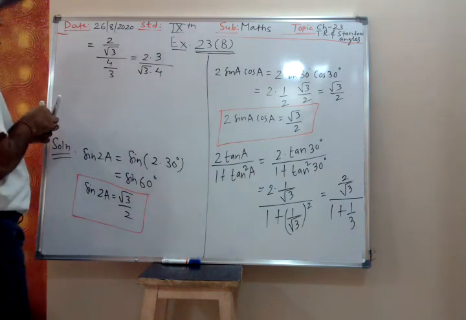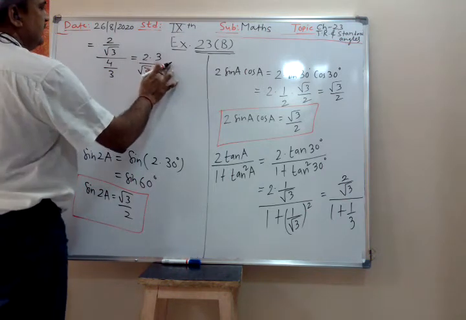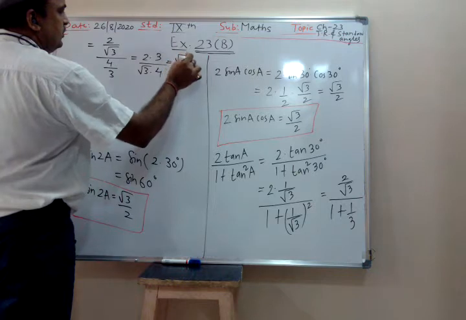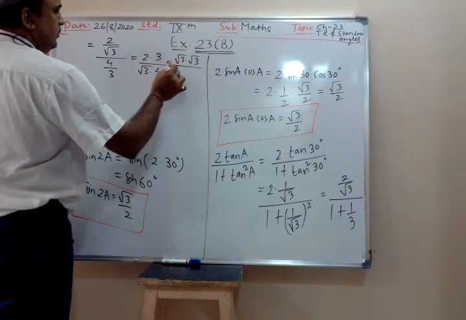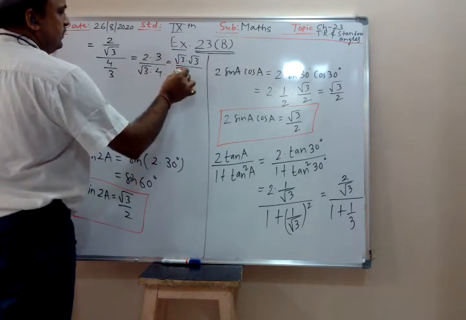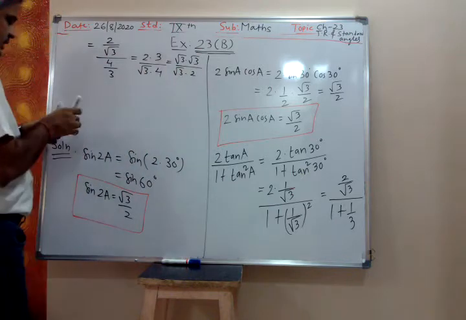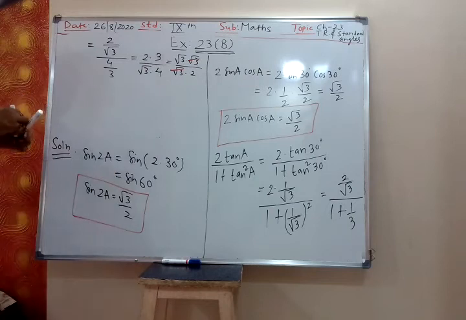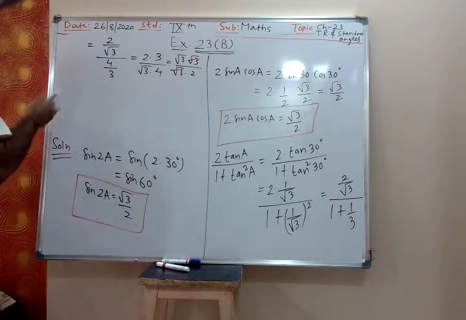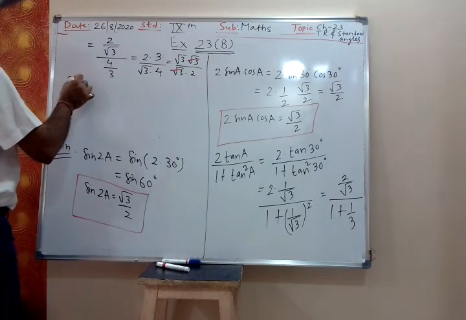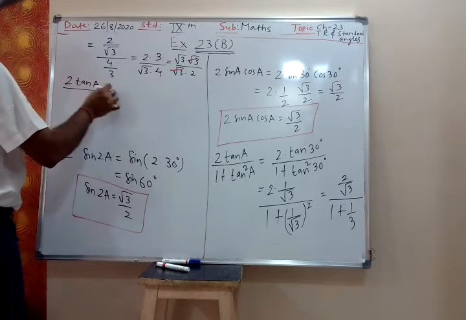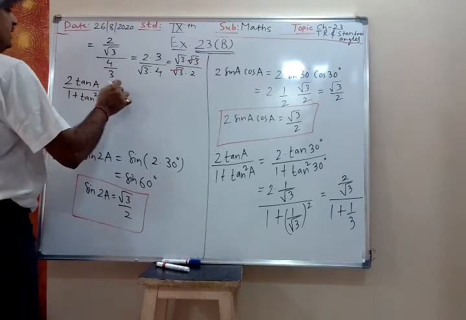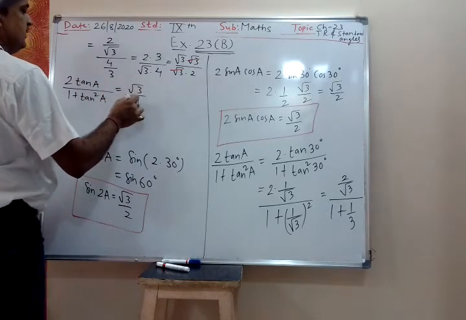Now 3 I can write as root 3 into root 3, upon root 3 into 2 2s are 4. So one root 3 gets cancelled. That is root 3 by 2. So 2 tan A upon 1 plus tan square A is root 3 by 2.